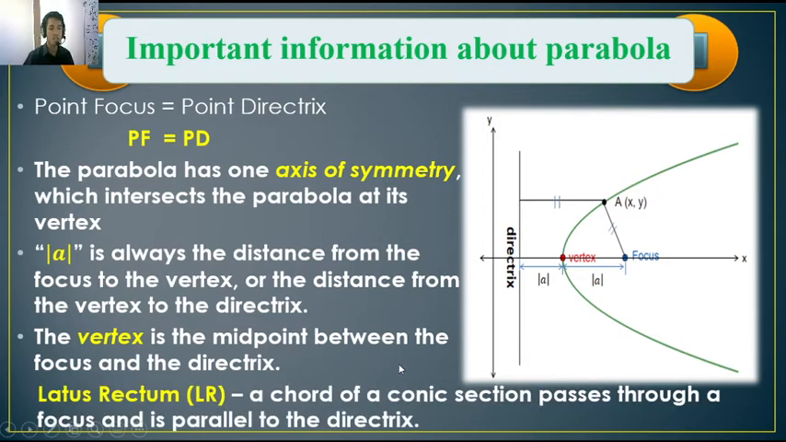And we have also the latus rectum, that is LR. It is a chord of a conic section that passes through the focus and is parallel to the directrix. So from here, the latus rectum, the distance of that, is from one end of the parabola to the other, and it passes through the focus.